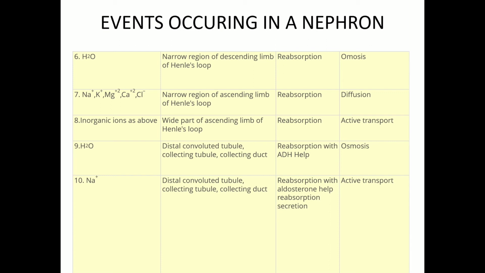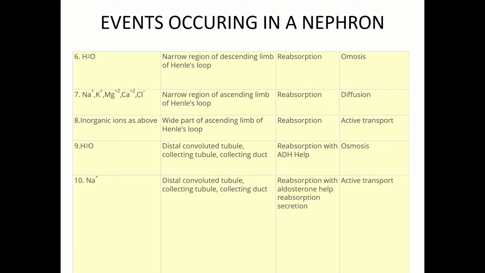Seventh, we have sodium ions, potassium ions, magnesium ions, calcium ions, chloride ions. The region is the narrow region of the ascending limb of the loop of Henle. Reabsorption is the process and the mechanism is diffusion. Eighth, inorganic ions. The region is the wide part of the ascending limb of the loop of Henle. The process is reabsorption and the mechanism is active transport.